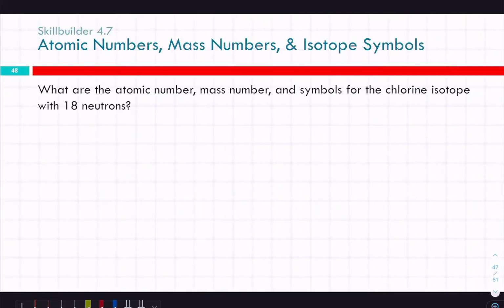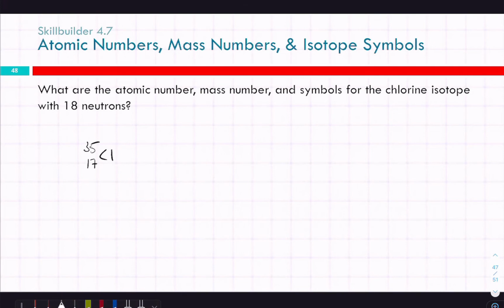All right, so what are the atomic number, mass number, and symbols for the chlorine isotope with 18 neutrons? Chlorine has 17 what? Protons. So do I put the 17? Yeah, bottom left. So 17 plus 18 is 35.